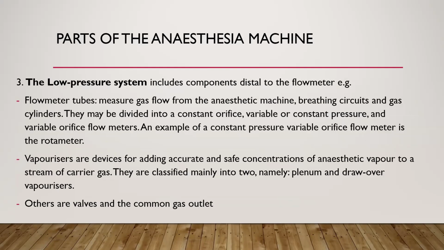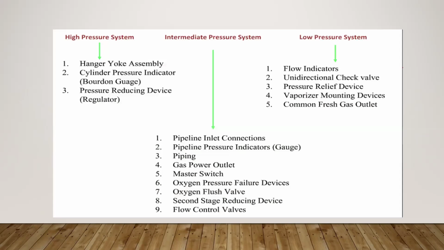Then we have the low pressure system. All these refer to apparatus or parts of the anesthesia machine that are distal to the flow meters. Also, we have the flow meter tubes, the vaporizers, the valves and the common gas outlet. So don't forget that these are the 3 parts of the anesthesia machine: the high, intermediate, and low pressure systems.